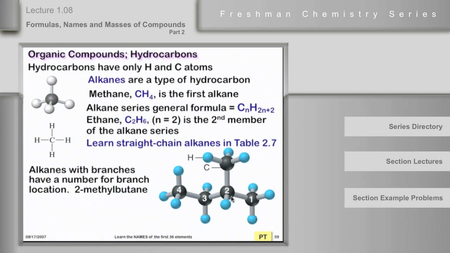And the other piece of information is this 2 here. Cleverly enough, the 2 tells you what carbon the branch is connected to. And we always make the branch connected to the lowest possible carbon. If we started on this other end, this would be 3-methylbutane. That's not as good as 2-methylbutane. 2-methylbutane is better than the other. Okay?